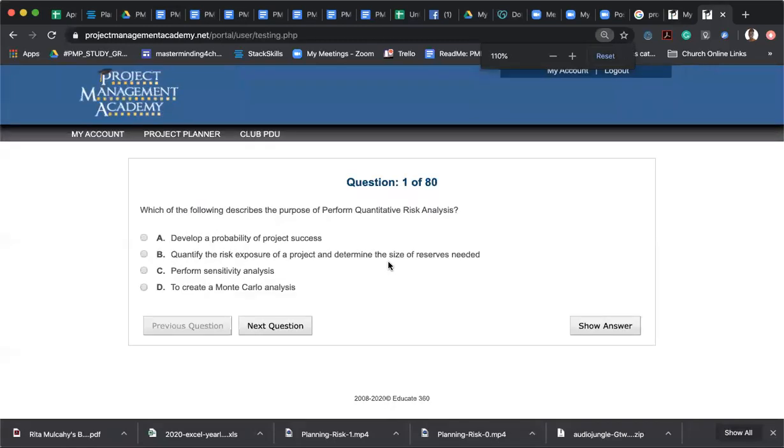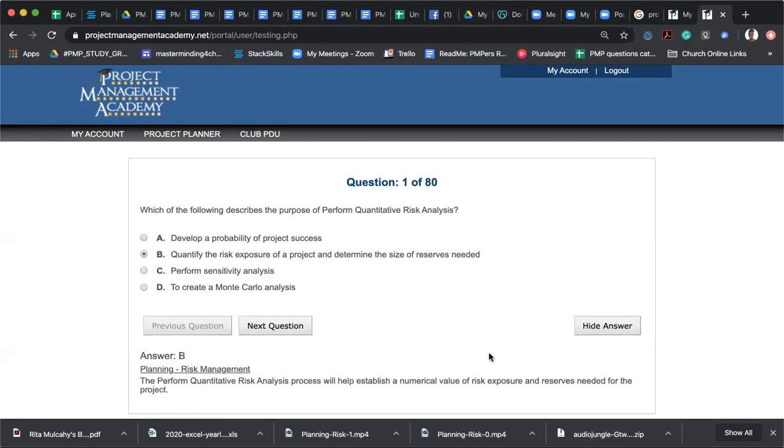All right. So, which of the following describes the purpose of perform qualitative risk analysis? A, develop a probability of project success. B, quantify the risk exposure of a project and determine the size of reserves needed. C, perform sensitivity analysis. D, to create a Monte Carlo analysis. Quantitative. Okay, this is quantitative. I'm actually gonna go with B, quantify the risk exposure of a project and determine the size of the reserves needed. Okay. I think it is, right?